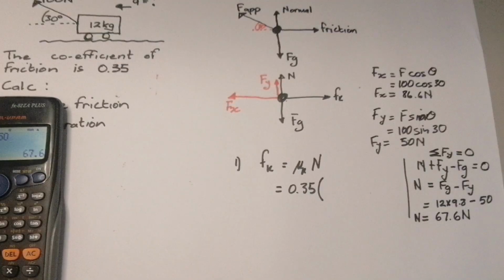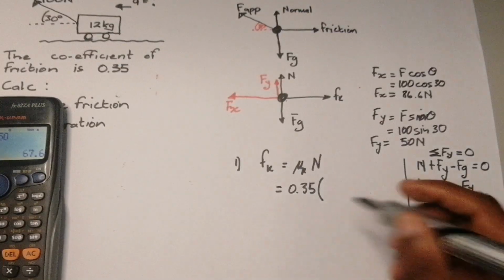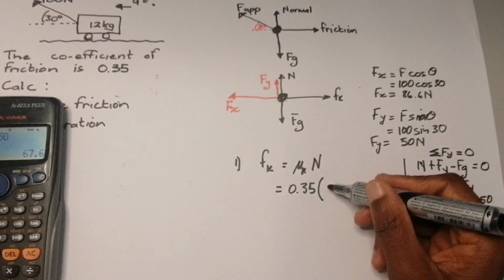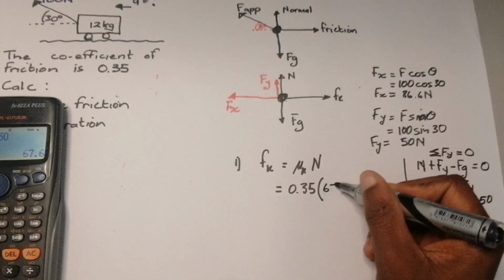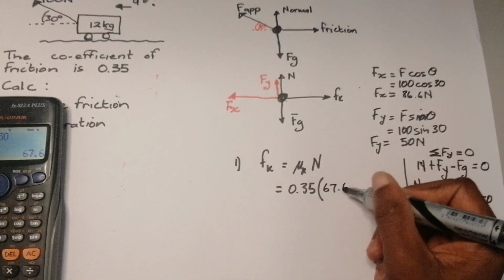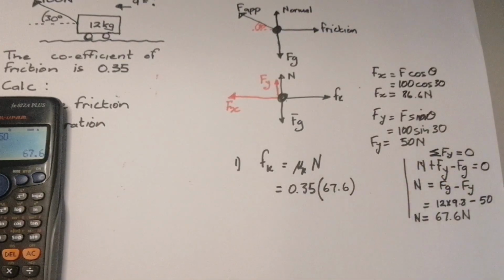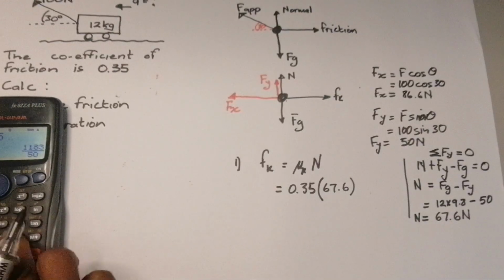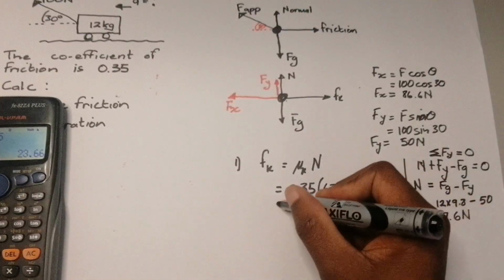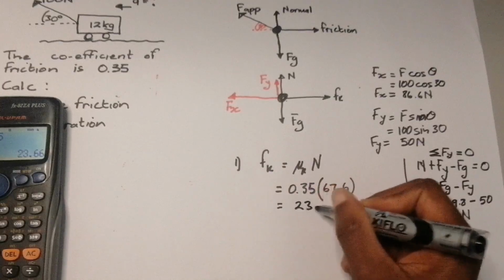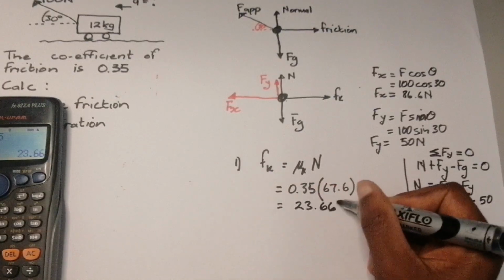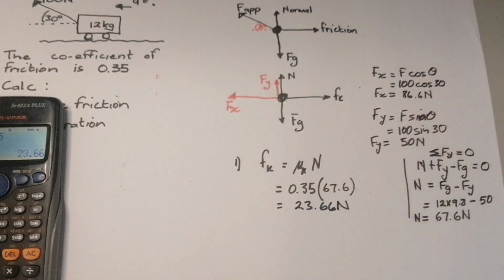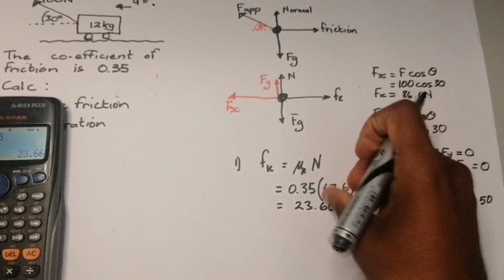67.6 newtons, right? Okay, so now I'm going to substitute that normal force there, so that's 67.6 newtons. Multiply that by 0.35 and we get 23.66 newtons. Okay, now ladies and gents, nothing wrong if you wanted to do all of this within that equation.